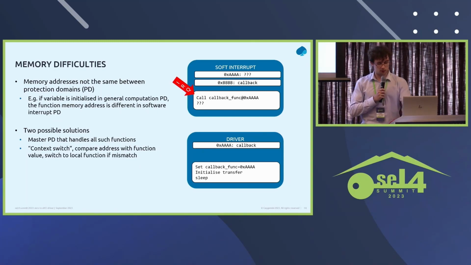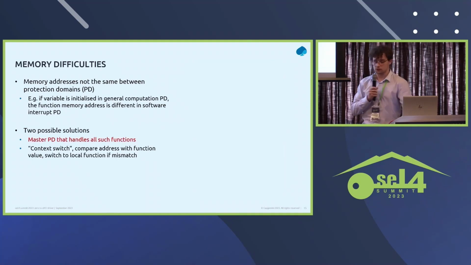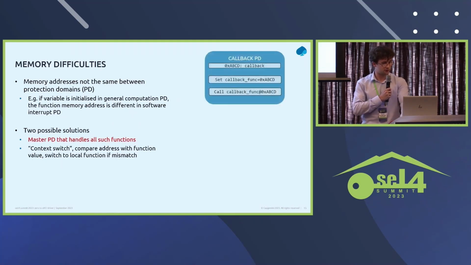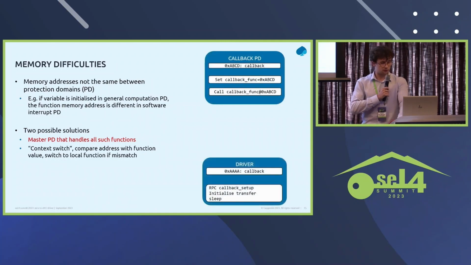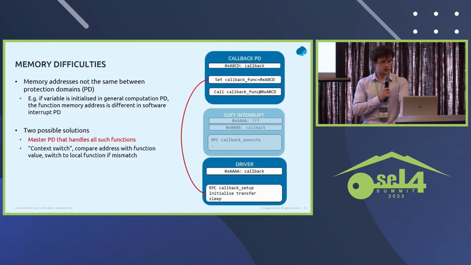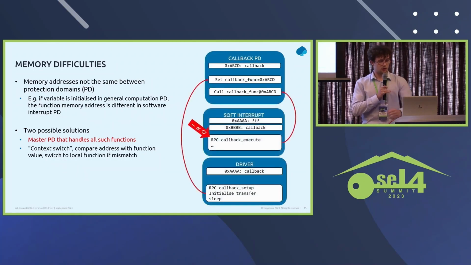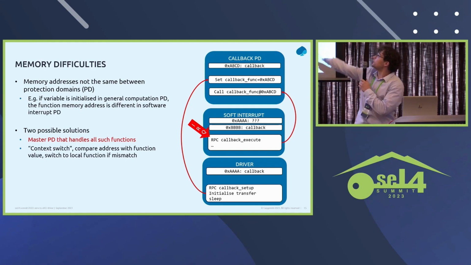So there are two possible solutions that we found to this. First was to initialize a master protection domain that handles all the functions. We'd have the driver RPC up into it, and then when the interrupt comes in, it RPCs into the callback. But the issue we had with this, and we chose not to go with it, is that when a driver RPCs up into the callback, it's operating at a higher priority than a software interrupt, which can have quite an impact on performance.